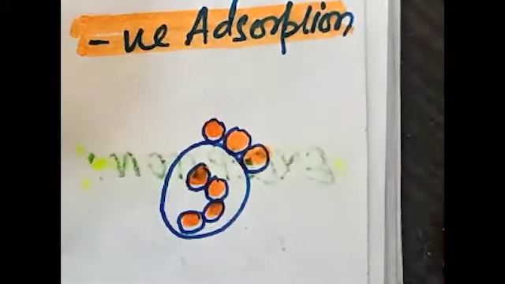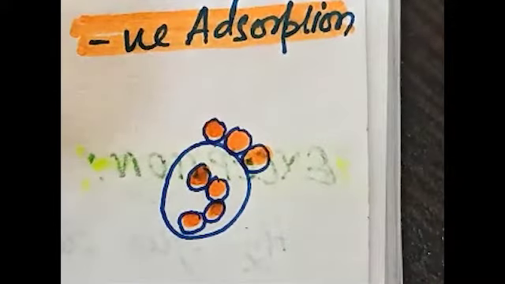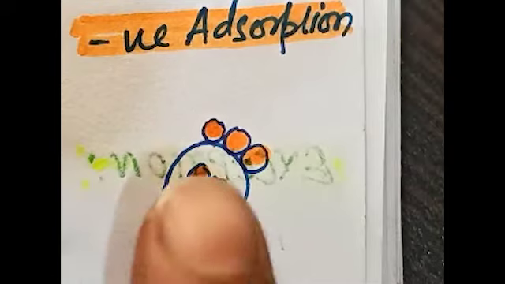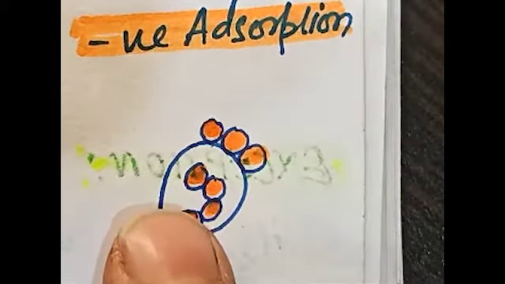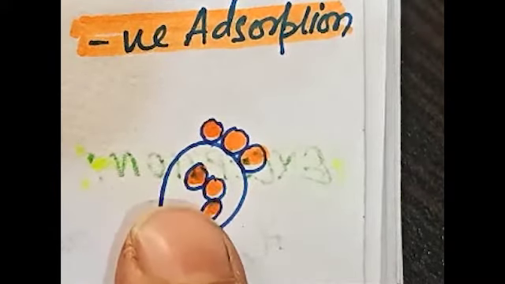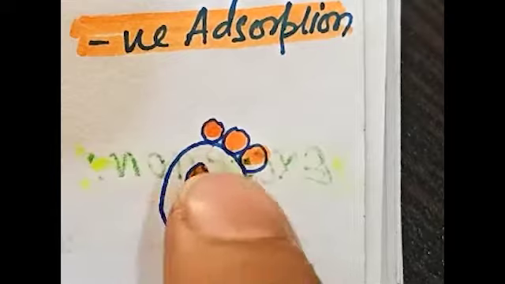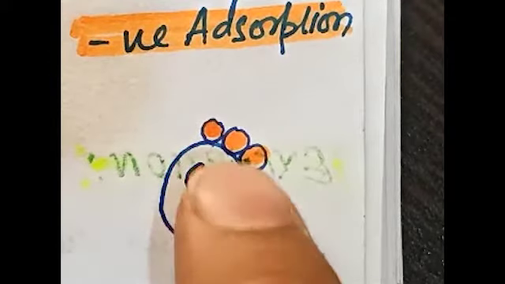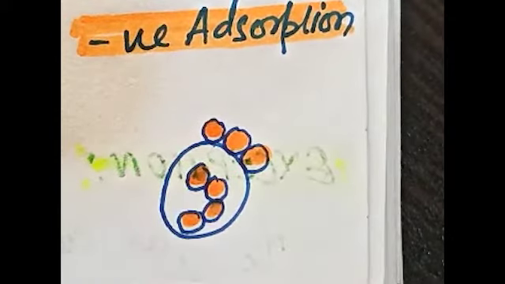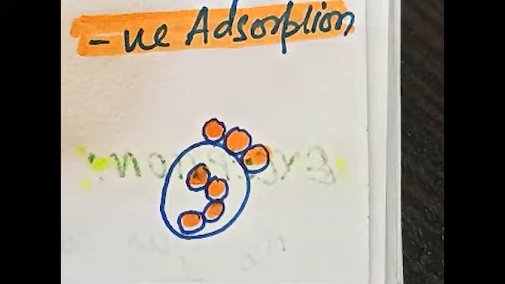That is called negative adsorption. What is negative adsorption? When the concentration of the adsorbate particles is more inside, or more in the bulk, compared to that on the surface. That is a case of negative adsorption.